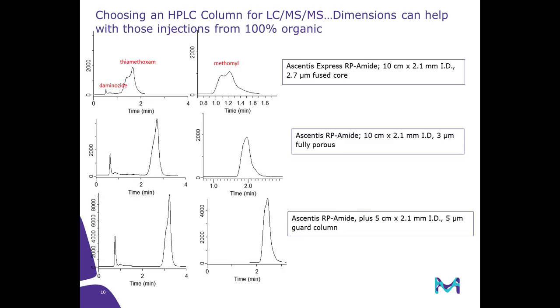What some labs will do to deal with this ugly peak shape issue is they'll take their QuEChERS extract and dilute it into aqueous so that they can inject it and get decent peak shapes. But if you dilute your sample, of course you're going to raise your reporting limits and also create an extra step in your workflow. So by just using a fully porous column with a guard, you're creating a little extra mixing and improving your peak shapes of the earlier eluters.